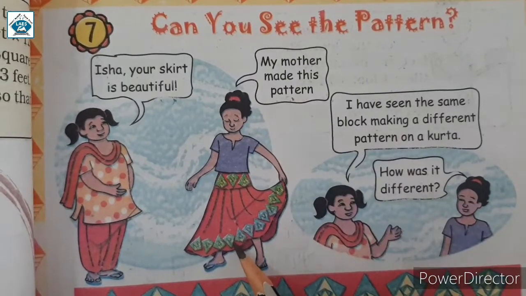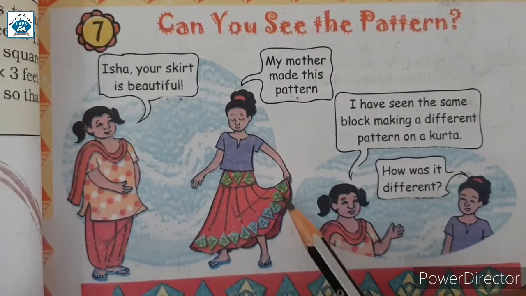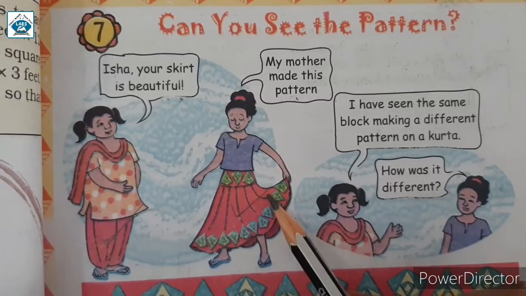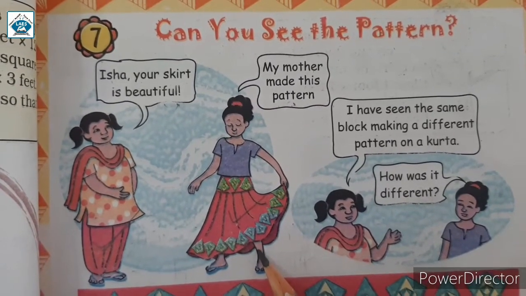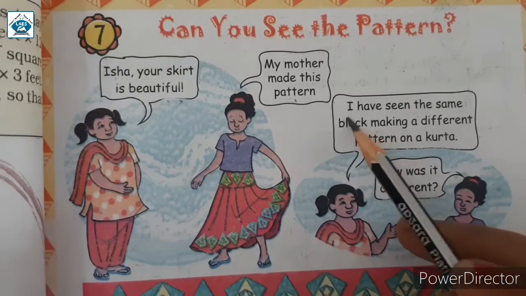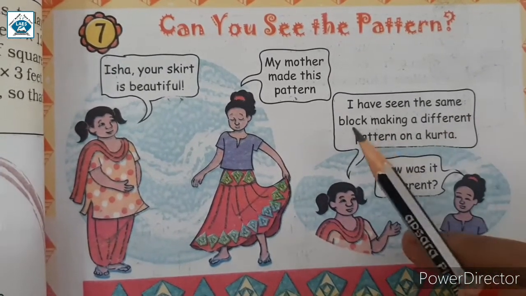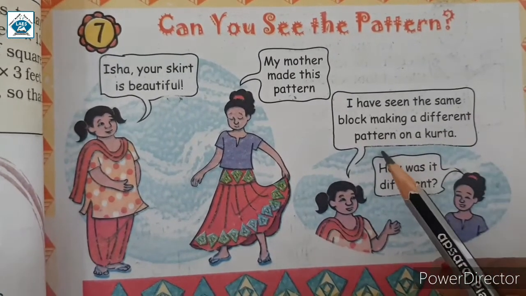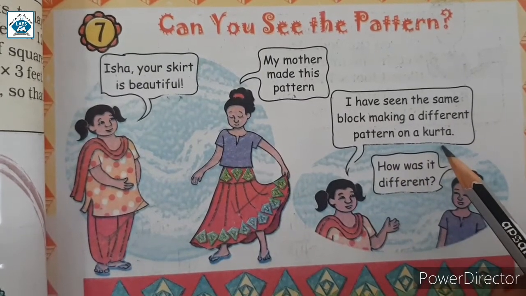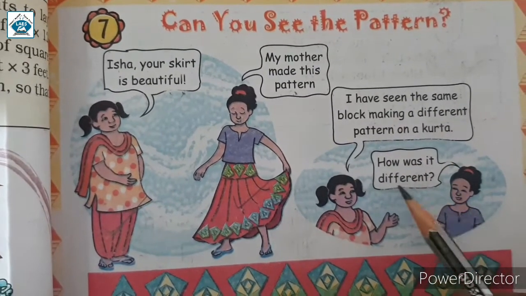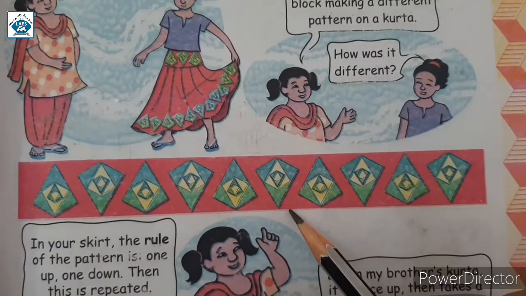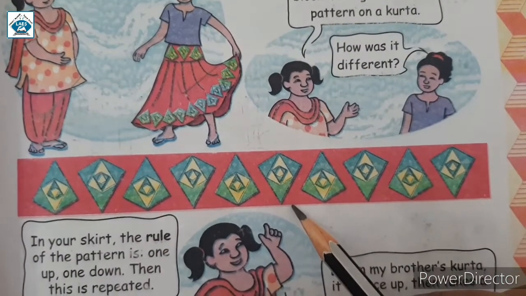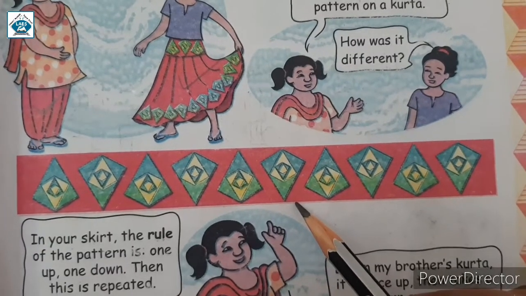Here you can see the beautiful pattern on the downside of the skirt. And now her friend is saying, "I have seen the same block making a different pattern on a kurta." How was it different? First, we have to know what the pattern on Isha's skirt is.